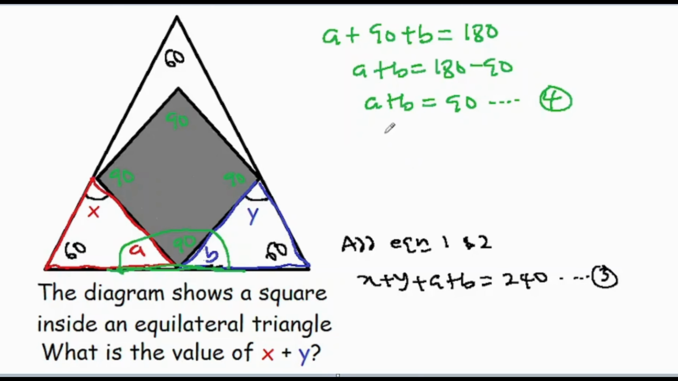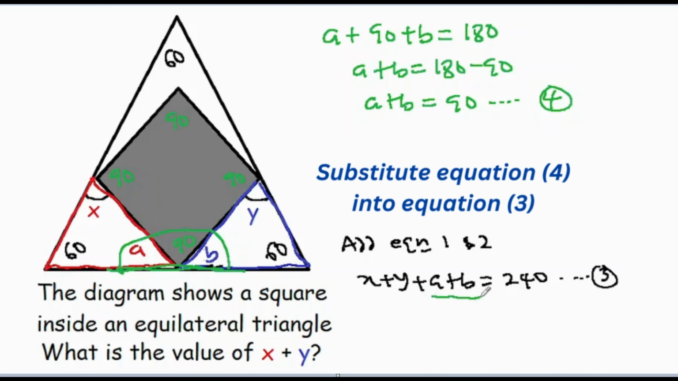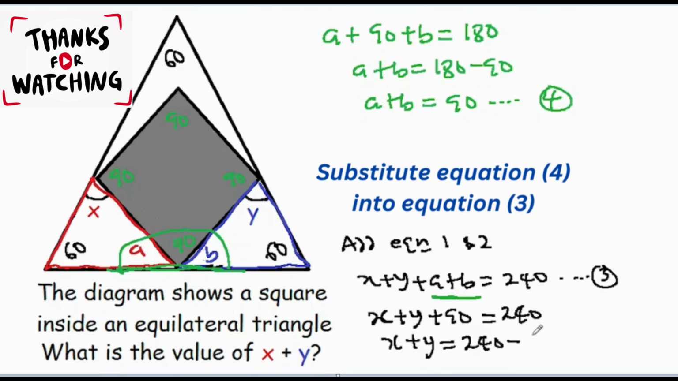Now, let's substitute equation 4 into equation 3. We are going to replace A plus B with 90 degrees. So what are we going to have at the end of the day? We now have x plus y plus 90, since A plus B is now 90, giving us 240. Subtract 90 from both sides of the equation: 240 minus 90. So the sum of x and y is 150 degrees.